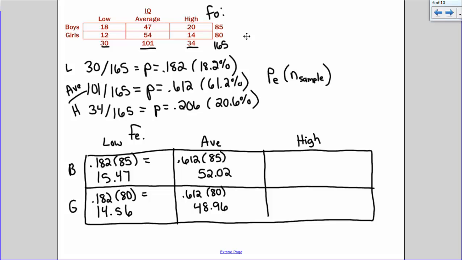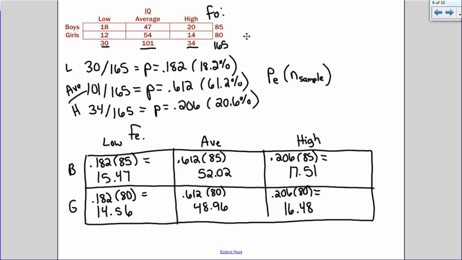Now let's look at the high IQ. So we're expecting that 20.6% of boys and 20.6% of girls will have a high IQ if it's an equal proportion across the entire sample. So 0.206 times the 85 boys and 0.206 times the 80 girls. So under the null hypothesis, we expect that 17.51 boys will have a high IQ and 16.48 girls will have a high IQ.